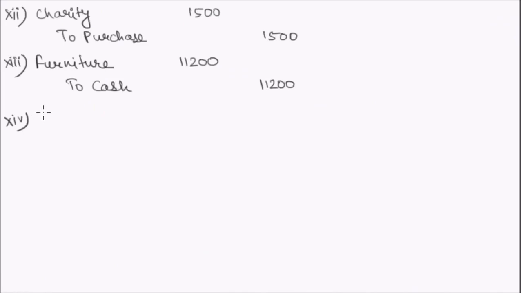So our transactions journal entry would be drawing to cash. The amount is 5,000. Now the next transaction.